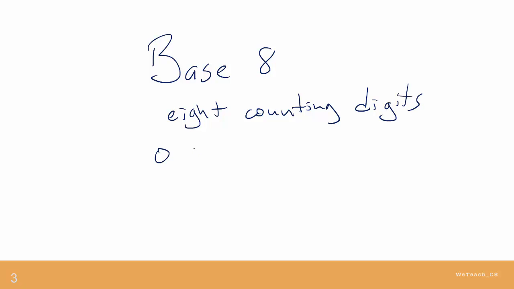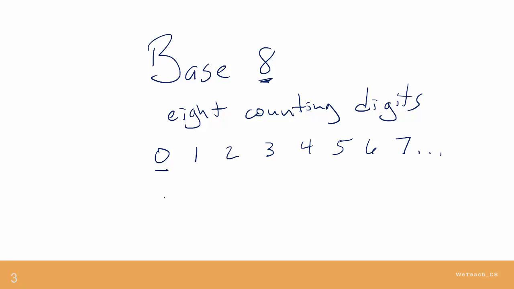How about base 8? In base 8, there are 8 counting digits, which are 0, 1, 2, all the way to 7. Now, the digit 8 itself is not one of the counting digits in base 8. This is really important to understand. The reason is that the counting starts at 0 and then stops after 8 digits, which is at the 7. Again, the digit 8 does not belong in base 8. This may seem confusing at first, but if you think about it, it makes sense.